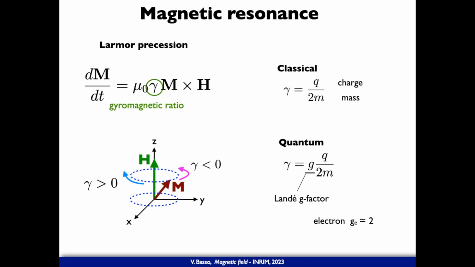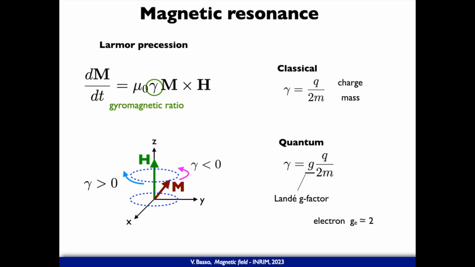So what is the phenomenon of magnetic resonance? If we have the magnetic moment, the magnetization, which is not aligned with the field, then we will have a torque exerted on the magnetic moment itself. Then the phenomenon is called the precession. So the magnetization, the component perpendicular to the field, will rotate around the field in the positive direction if gamma is negative, or in the negative direction if gamma is positive.